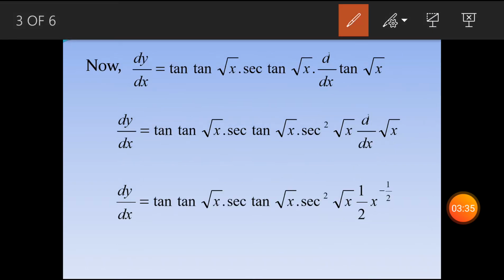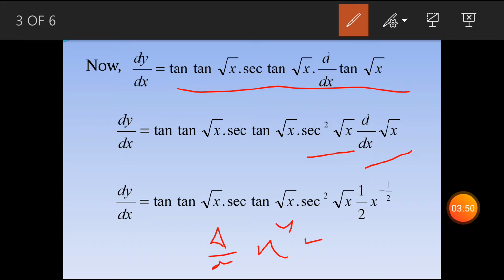Just pay attention. This is what we got in the first line, and then we differentiate tan root x, we will get sec square root x and d over dx of root x. D over dx of root x is nothing but d over dx of x to the power half, and for x to the power n, what is the formula? n x to the power n minus 1. So this will become half x to the power half minus 1, that is minus half. So this is what we will get as our result.